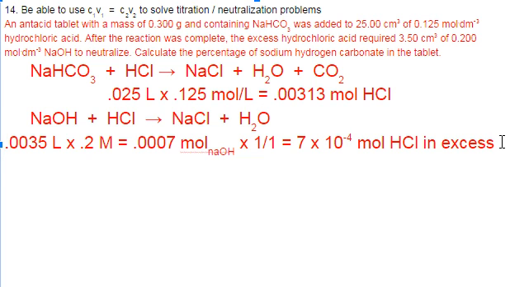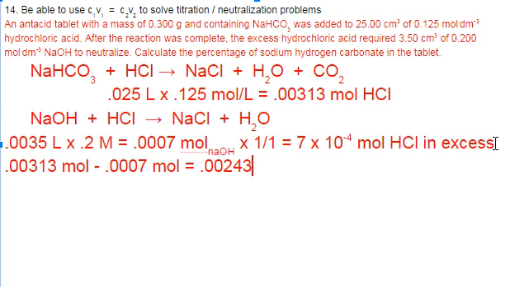So now that I know how much I started with and how much I have left over, I can take my 0.00313 moles that I originally started with and subtract the 0.0007 moles that I know I had left over. And I come up with 0.00243 moles of HCl that was consumed, or reacted, with the NaHCO3.